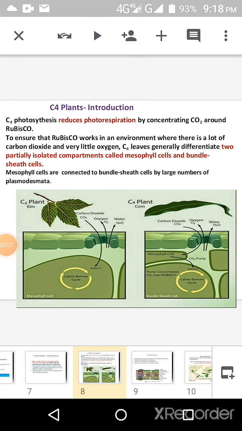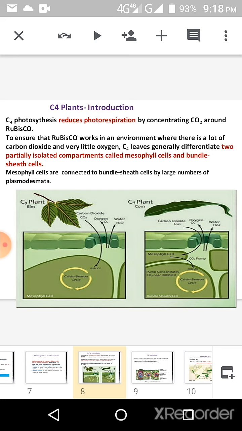So up till now we have seen that the Calvin cycle is operative in C3 plants, and the enzyme which catalyzes the first step of carboxylation of ribulose biphosphate is Rubisco. However, Rubisco can either go down the Calvin cycle pathway or it can go down the photorespiratory pathway by oxygenating ribulose 1,5-biphosphate. C4 photosynthesis reduces photorespiration by concentrating carbon dioxide around Rubisco.